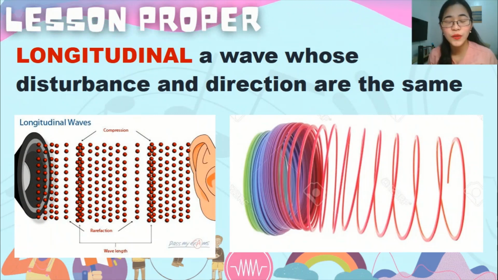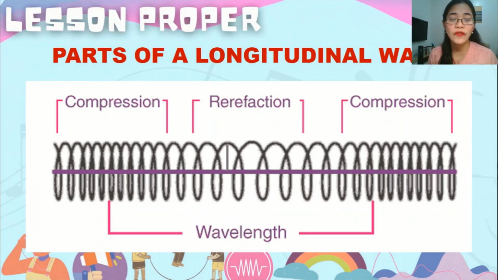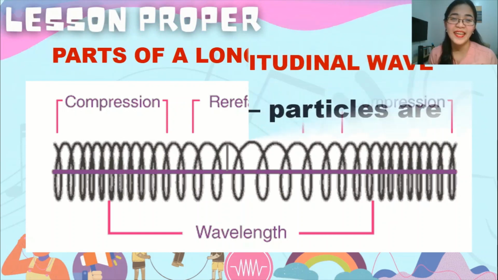Now, longitudinal wave. It is a wave whose disturbance and direction are the same or parallel. Now, these are the parts of a longitudinal wave. The part wherein they are stick together or compressed, that's what we call compression. And the part where they are far apart, that is what we call rarefaction. Okay, next.